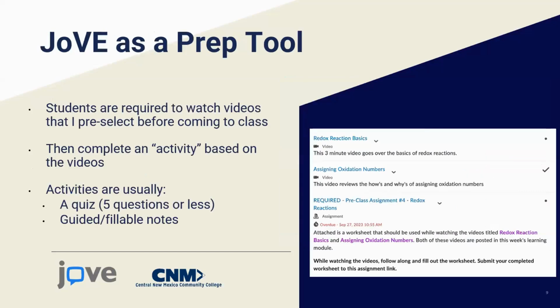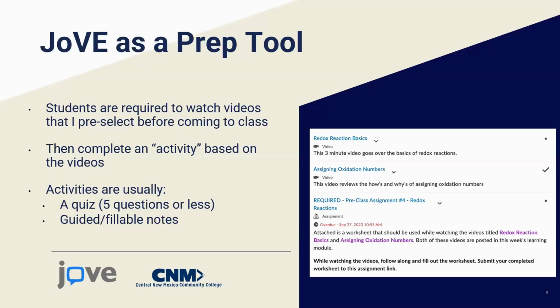So when using Jove as a prep tool, usually what I do is I go through the videos and select very specifically what I want the students to watch before they come to my class. And then I have some type of activity based on the videos. And so in this screenshot, I have an example of the 2 videos that I chose for the redox reactions. And then I have the assignment that I want the students to complete after watching the videos.